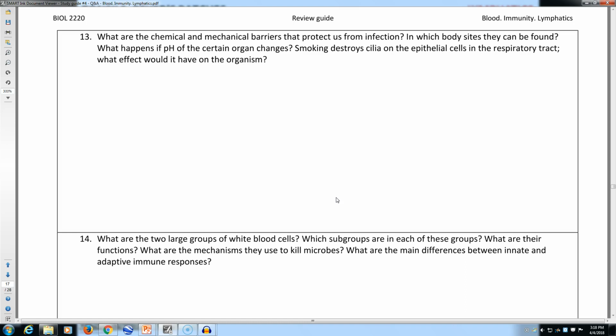This top one, chemical and mechanical barriers, are they more or less clear? Which ones are present where? I hope I was pretty clear. Cilia, this specific question I want to address. When you smoke, cilia is destroyed. What happens then? What is impaired? Movement of what? Mucus. As far as it goes.